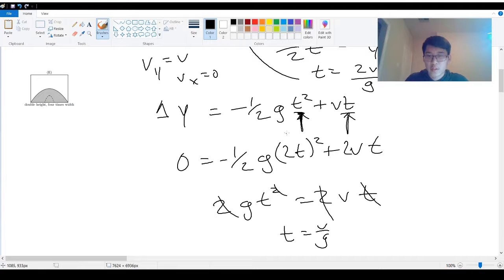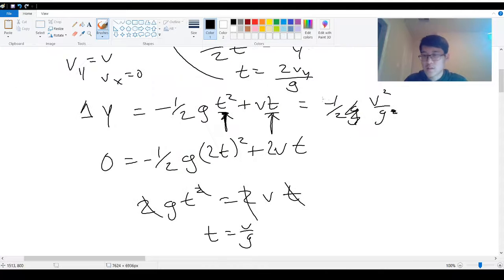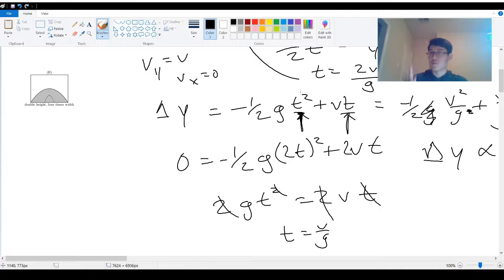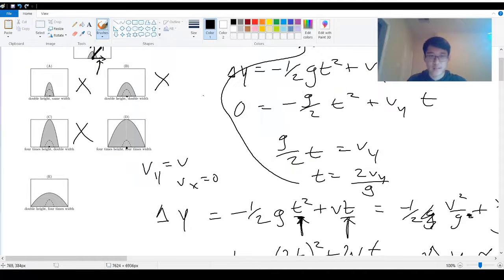Then if we plug it into this equation, we get negative 1/2 g times t squared, which is v squared over g squared, and plus v squared over g. As you can see, delta y also has a v squared dependence; the other stuff are constants. That means the max vertical distance it reaches also has to quadruple, right? Because if we plug in 2 times the velocity, we get 4 times the height. So the answer is D.